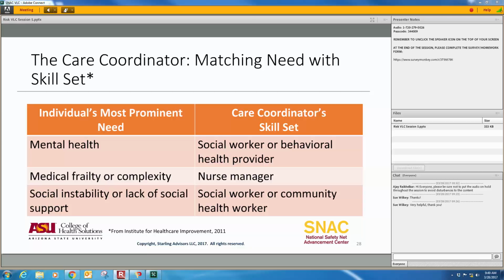So again, just really challenging you to think about who's the best person to be connecting with that patient, in order to best manage and support what their care coordination needs are going to be. Okay, Andy.